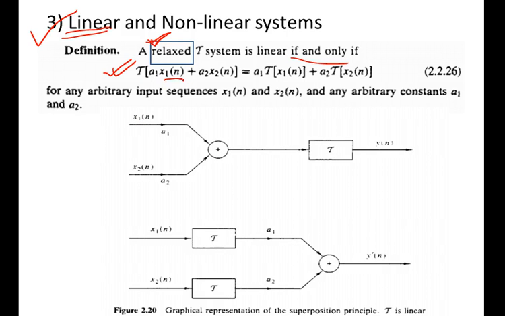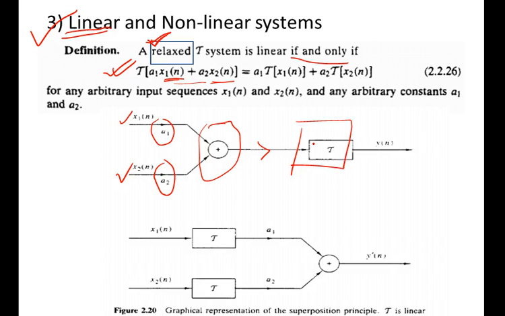suppose this is one input x1 and this is the other input, so I am giving these two inputs to the system, and each input is multiplied by the constants a1 and a2, and then added. Now this composite input is given to the system T. Okay, so that output is called y(n).